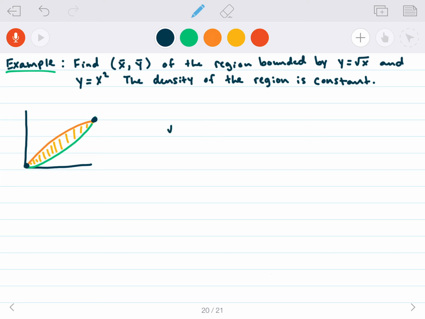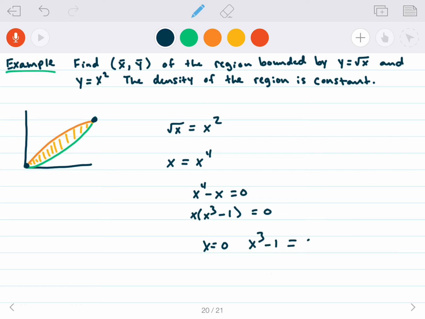We need to figure out where they intersect, so we take the functions and set them equal to each other and solve for x. So if I square both sides, I get x equals x to the fourth. Subtracting x from both sides, I get x to the fourth minus x equals 0. Finally, factoring out an x, we get x times x cubed minus 1. And setting these factors to 0, we get x equals 0 and x cubed minus 1 equals 0. So x cubed equals 1, so x equals 1. Okay, so these are the points of intersection. So those are going to be our bounds for our integrals. Okay, so this is x equals 0, and this is x equals 1 at that upper bound.